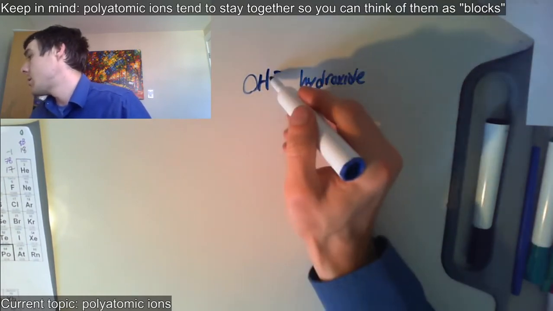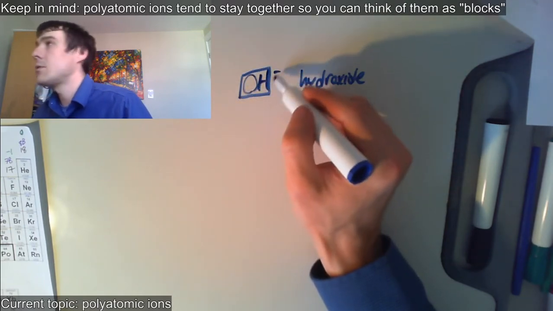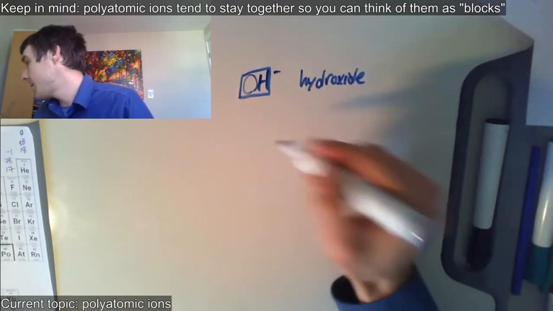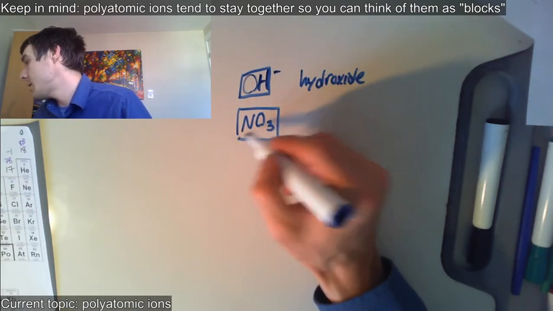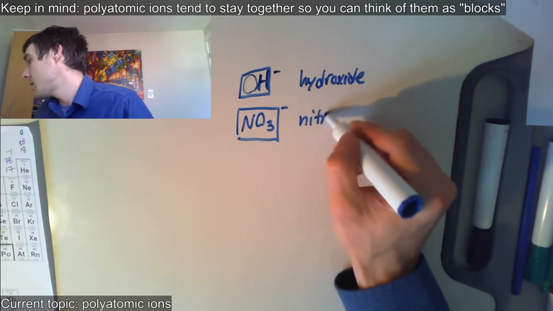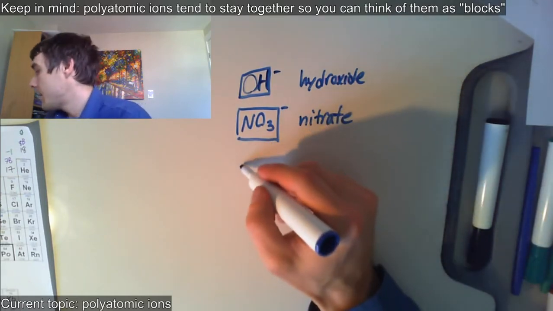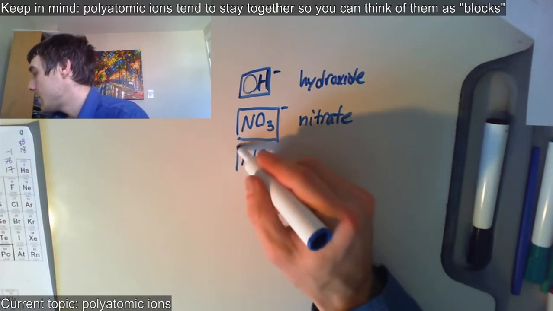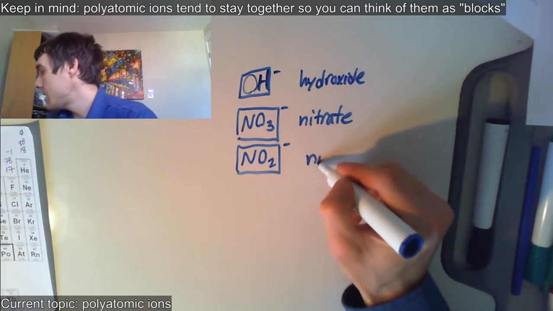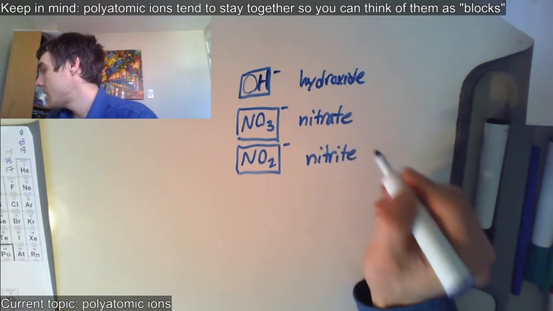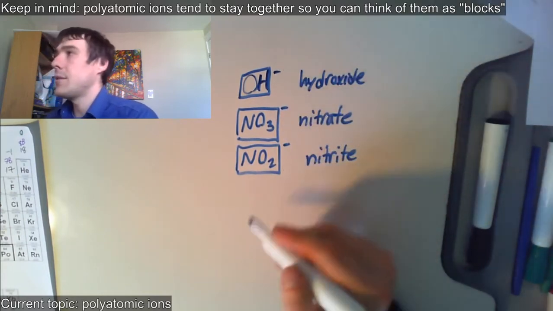Hydroxide, it's an OH minus, so it's a block of OH. It's an oxygen and a hydrogen in a block, and there's a minus on it. Then another one that's important is nitrate. You've probably heard of nitrate. Nitrate, that's the nitrate ion. Very related to nitrate is, it's got the same charge but one less oxygen. We call it nitrite. Nitrite. So they're all charge of -1.